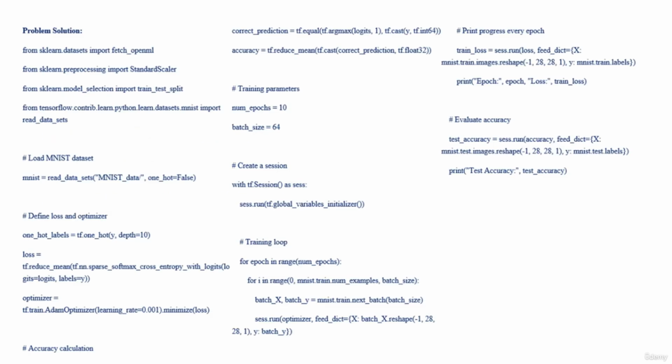How code is working: the code trains the CNN model over several epochs using the NIST dataset. The loss is computed using cross entropy, and the optimizer updates the model weights. After training, the model's accuracy is evaluated on the test set.